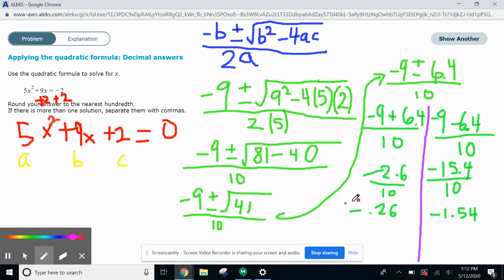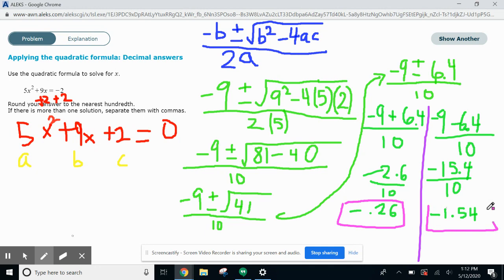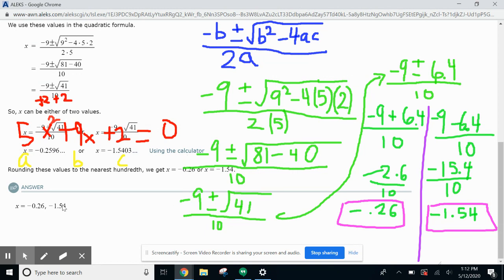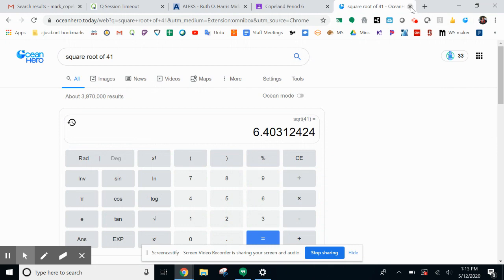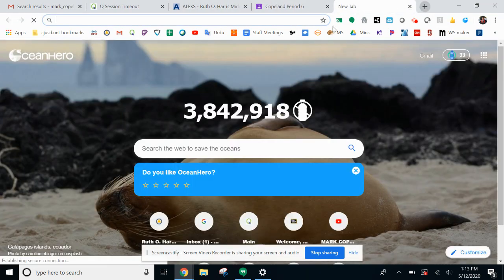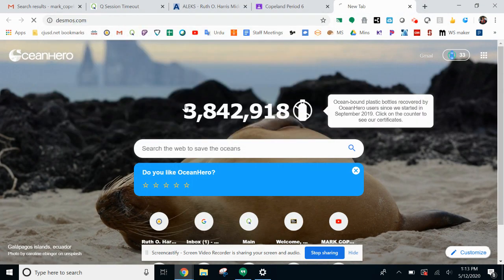These are the two roots that I have in this problem. So if I look at my explanation, they should have these down here. Oh, good. We estimated the same way, negative 0.26 and negative 1.54. So I'm going to leave this and I'm going to go to Desmos.